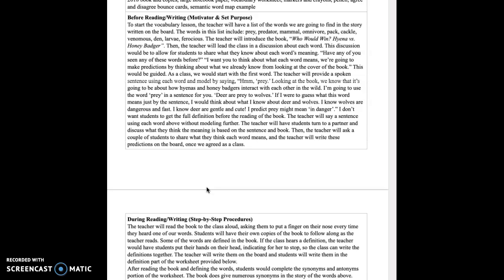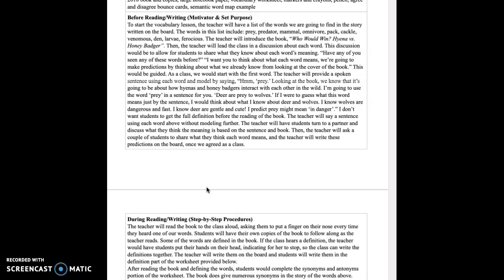So I would really incorporate think alouds here for my modeling, at least the first word. I wouldn't want students to get the full definition before the reading of the book. I really want them to use context clues and, looking at pictures, use background knowledge to think about what these words mean before I give them the definition.